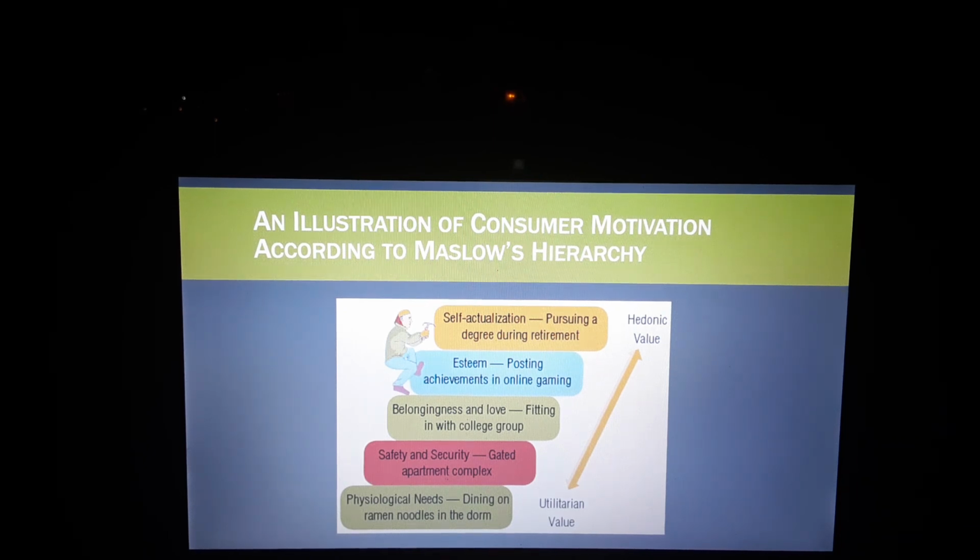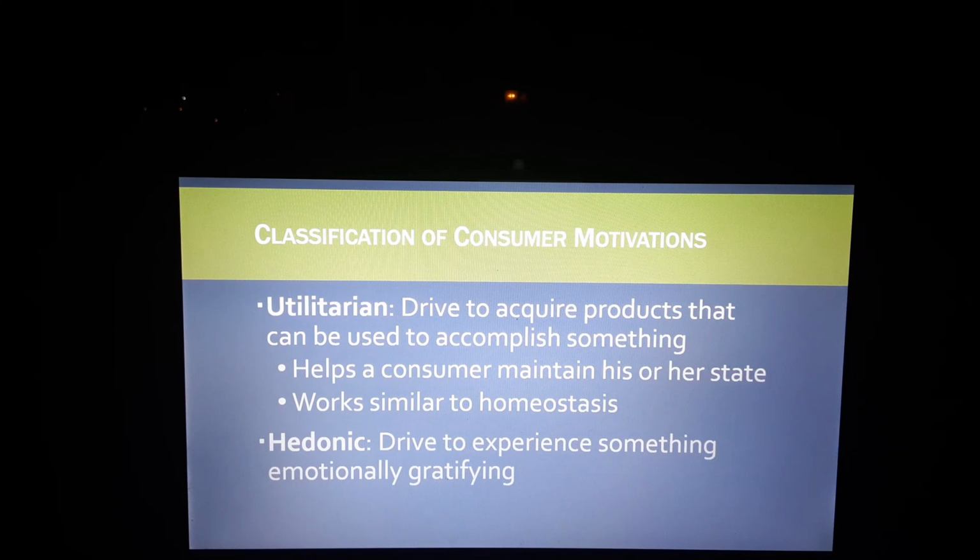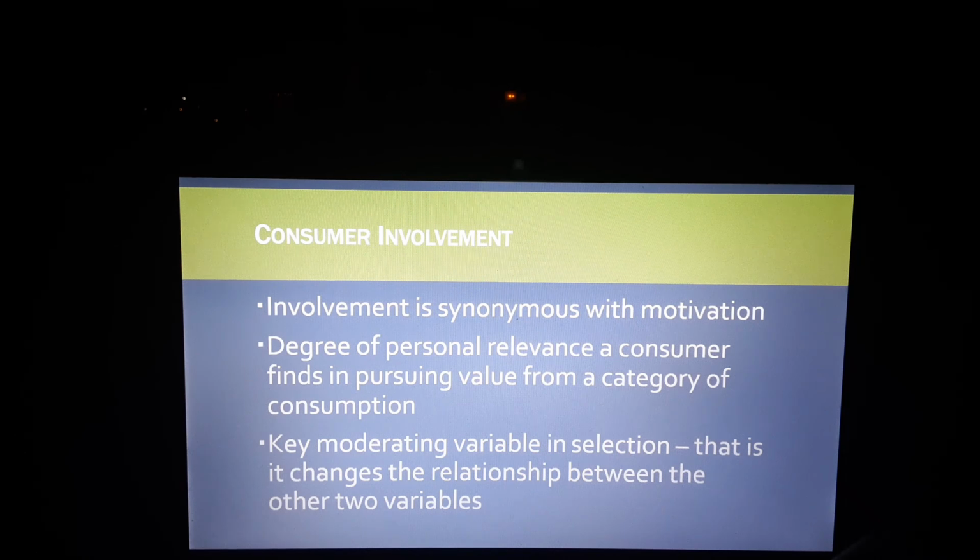Hedonic value is in terms of the experience of the product. So there are different classifications of consumer motivations, utilitarian and hedonic. Here we go. We've talked about this a little bit before. Utilitarian is the drive to acquire products that can be used to accomplish something, used to maintain homeostasis, or the status quo, so to speak. And hedonic is to do something that's more satisfying or emotionally gratifying to you. It's more about, as I said, the experience of it. So utilitarian or hedonic.